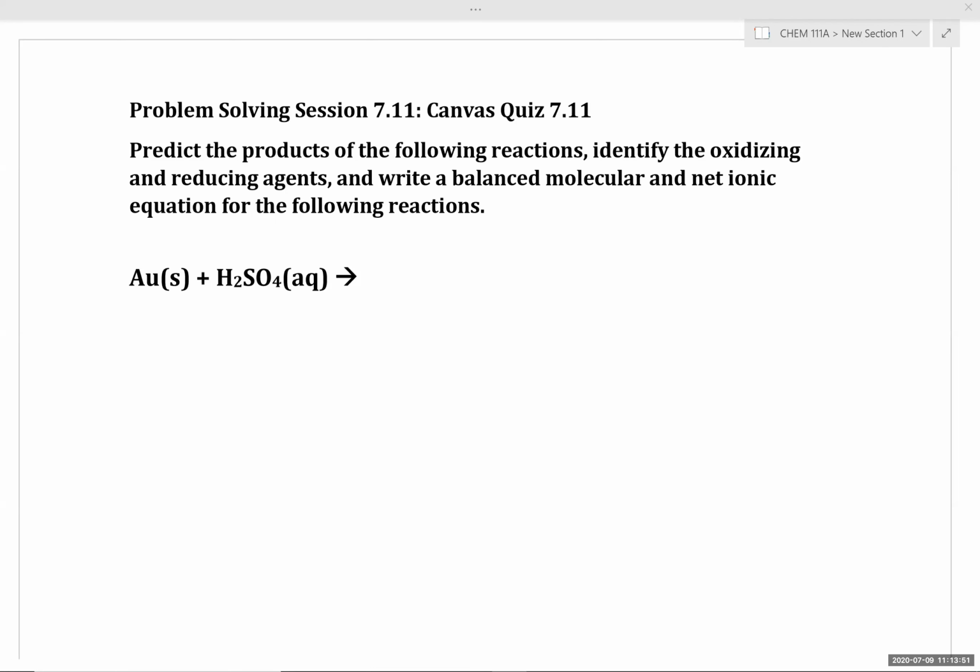So let's discuss this example. So what is our neutral metal in this reaction? Can I get some responses in the chat? What is our neutral metal? Gold. Gold, yeah. So let's put a box around gold.